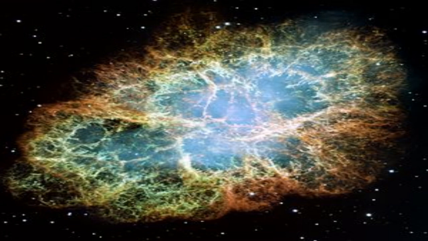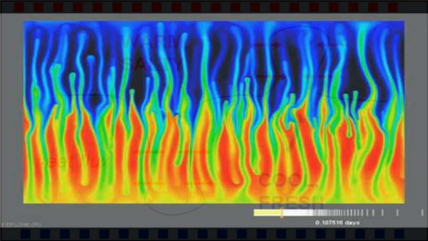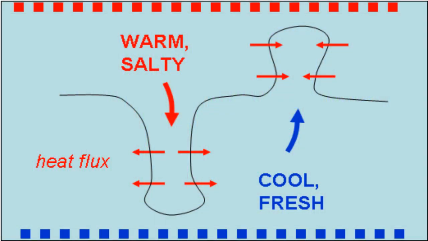It can be seen in space, for example supernovas, and in the ocean, where the salt fingers are produced by Rayleigh-Taylor instability. I was actually able to recreate salt fingers by simply layering warm salt water on top of cold fresh water, as you will see in my experiment. But first, let's give a brief account of how it starts and develops.